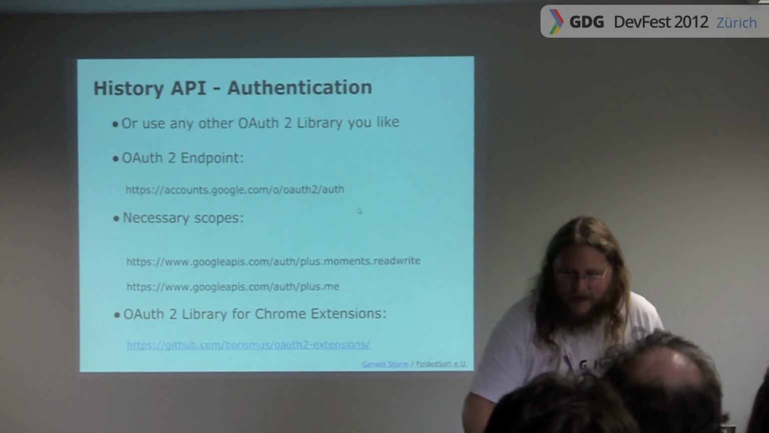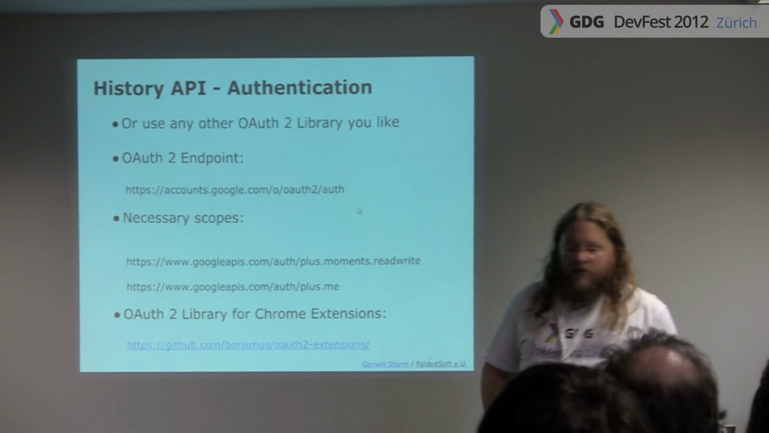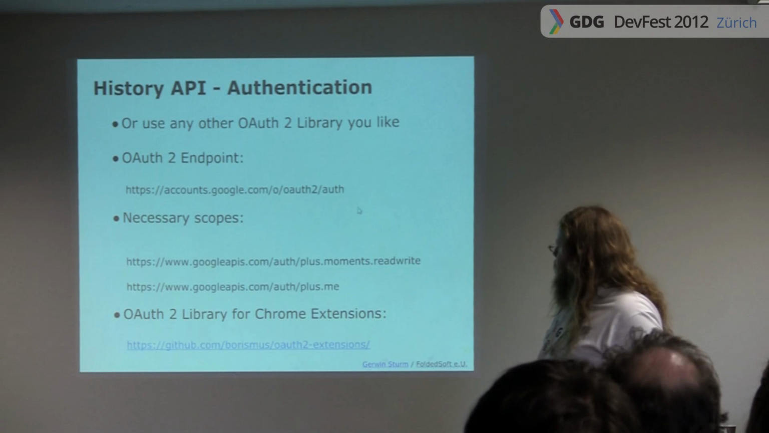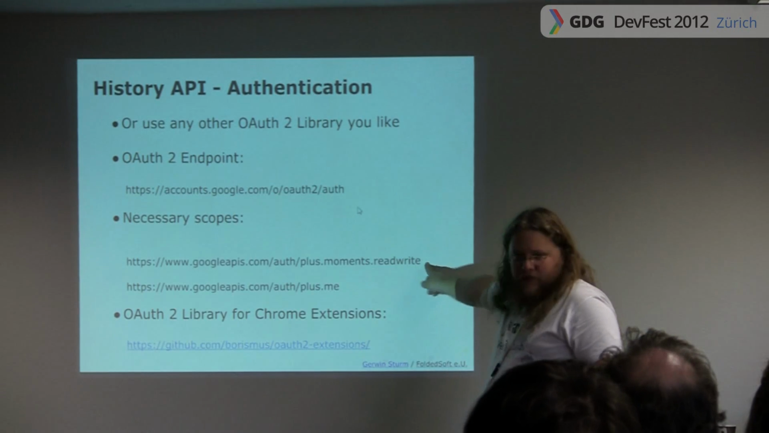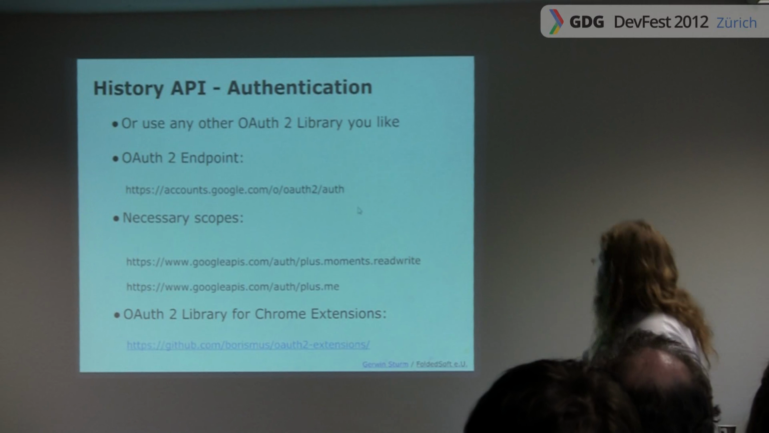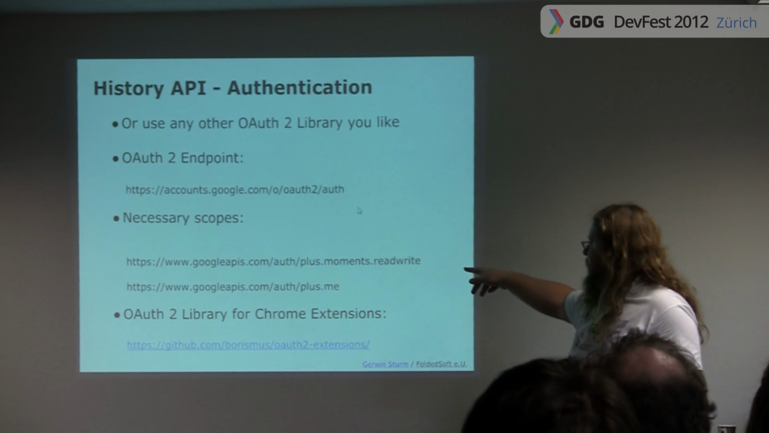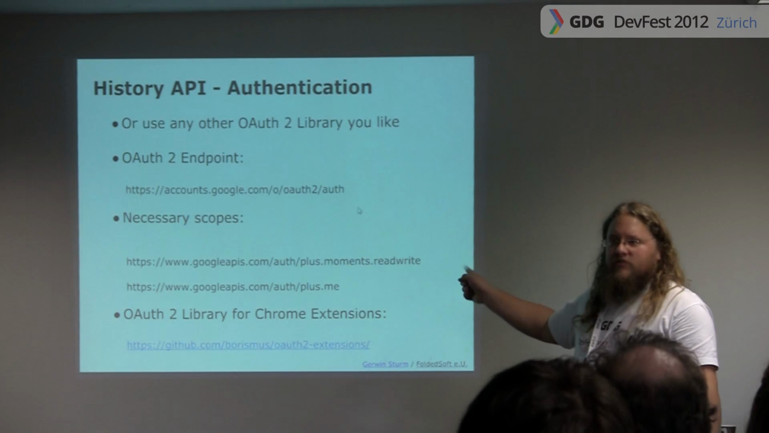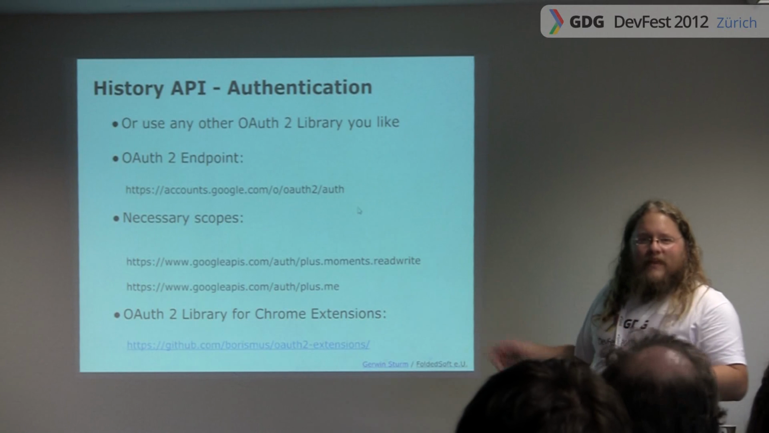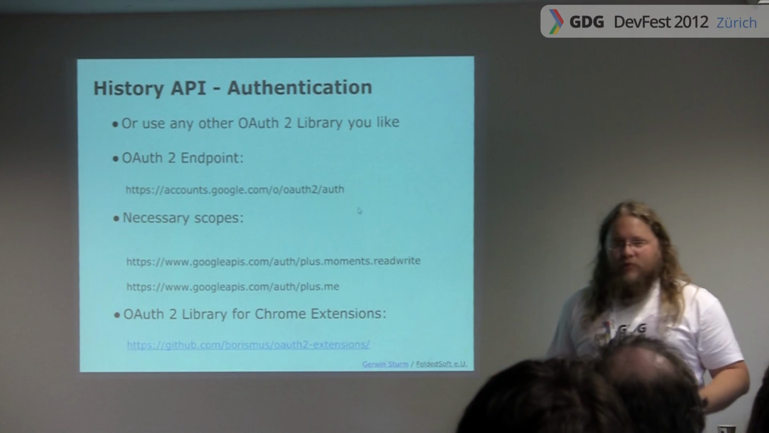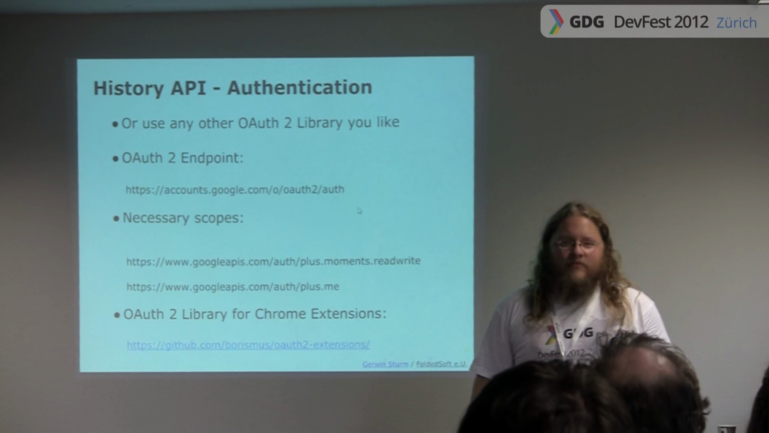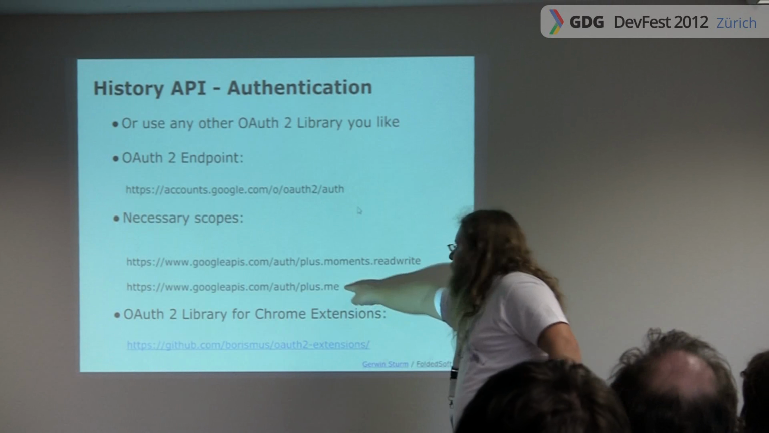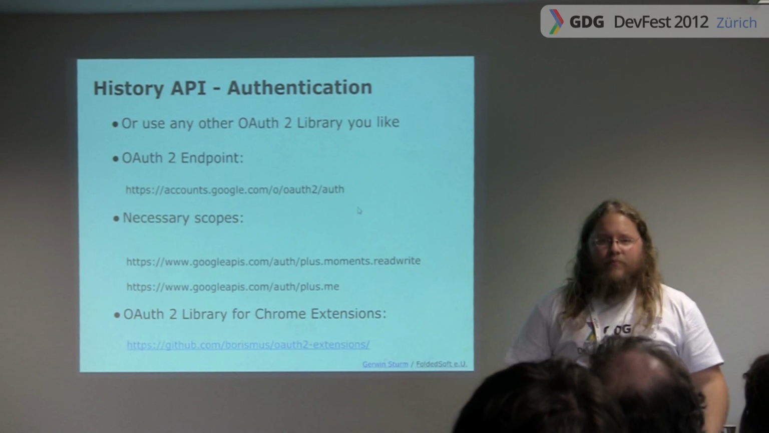Or if you don't want to use the button, you can use any library you want. You just have to make sure you use the endpoint, and you need to request the scope. Actually, this scope, oh, it's not visible here. They changed the scope just two days ago. It was just plus.moments.write, and they changed it to read write now. That's maybe an interesting development because at the moment you can't read moments yet, which of course would be very interesting. And then you also need the plus.me scope, which allows the application access to your profile.